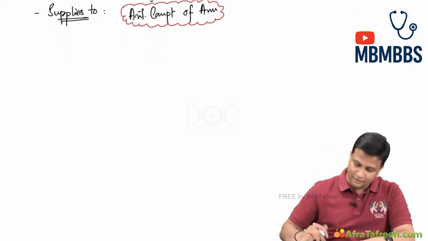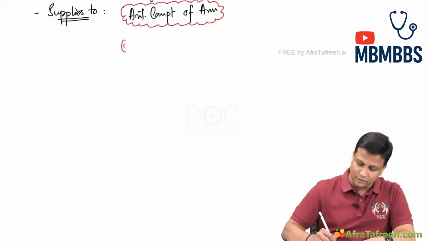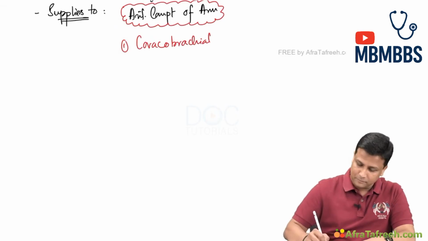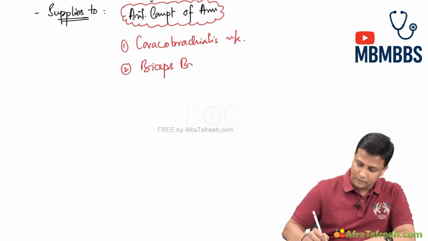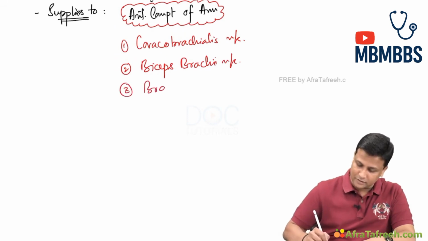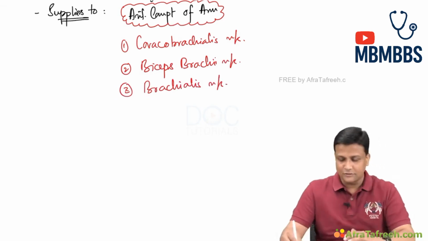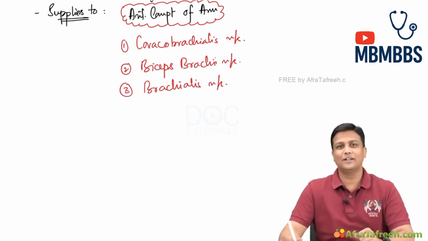So in the anterior compartment of the arm, number 1, you have the coracobrachialis muscle, number 2, the biceps brachii muscle, and finally, number 3, the brachialis muscle. So these are the 3 muscles present in the anterior compartment of the arm.